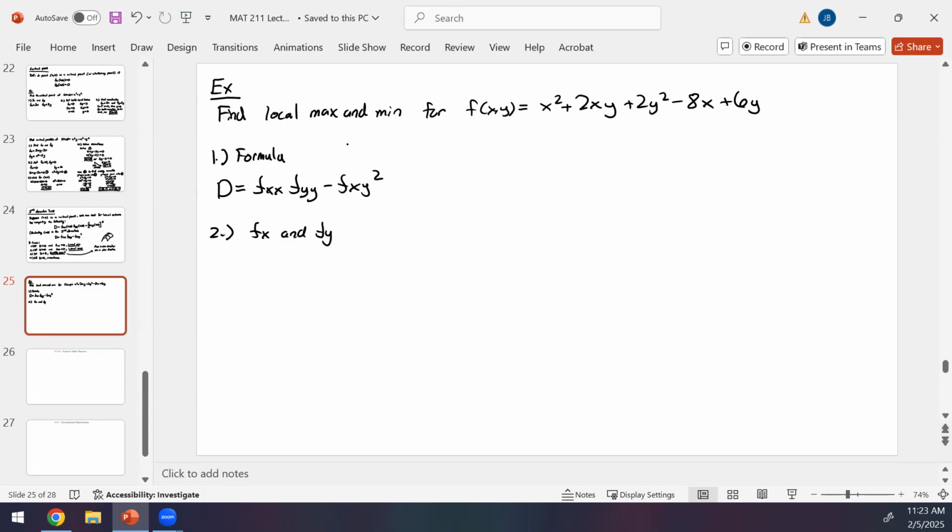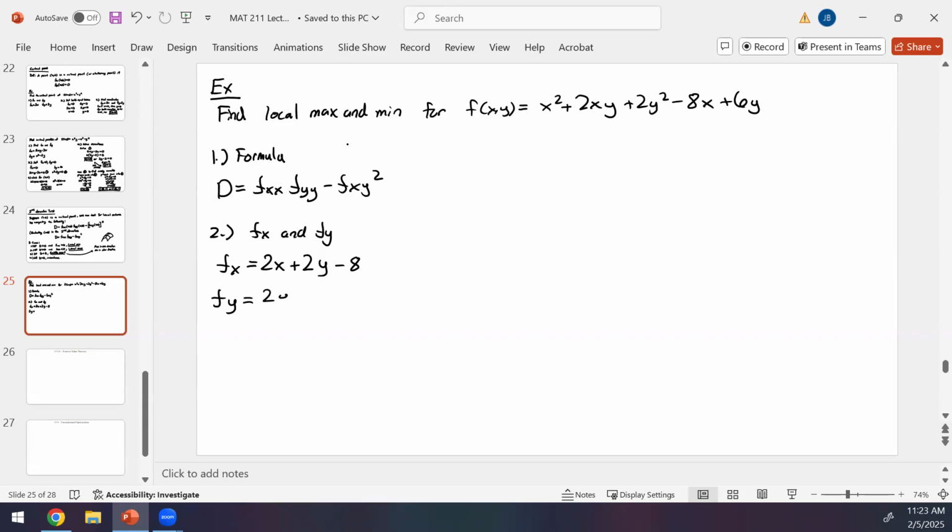Like that. So fx is equal to x squared becomes 2x. 2xy, so has both x and y. So that means the y stays because it's a constant, but the x goes away. 2y squared has no x, so it's 0. Minus 8x becomes a minus 8, and then 6y becomes 0. And then fy, well, the first one doesn't even have a y, so it's 0.